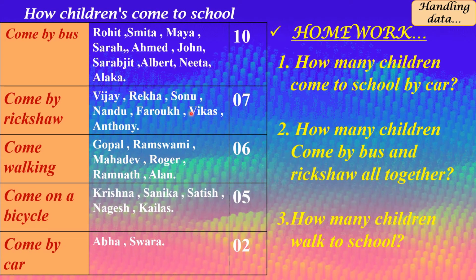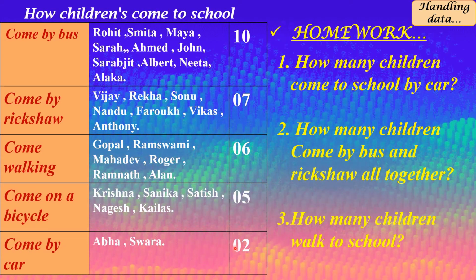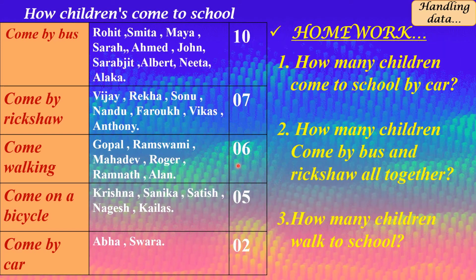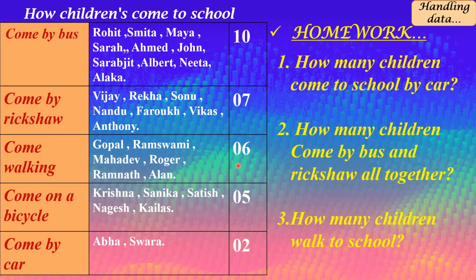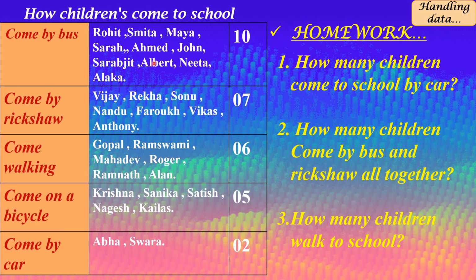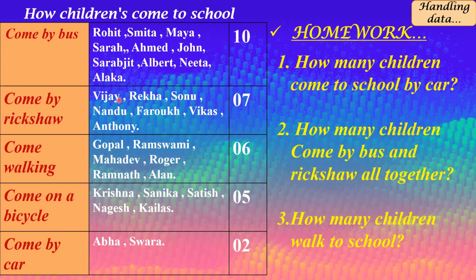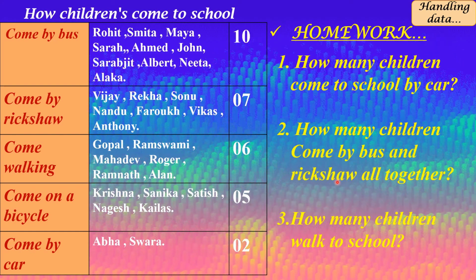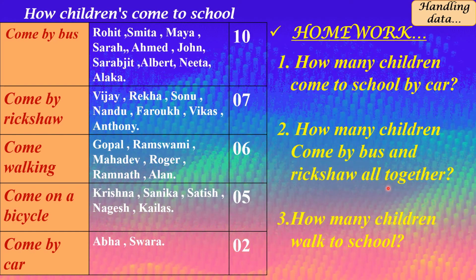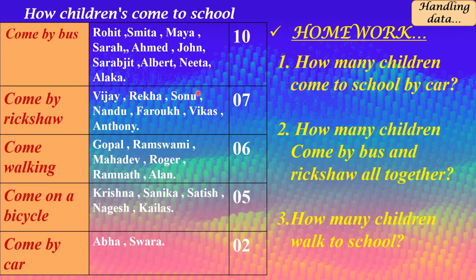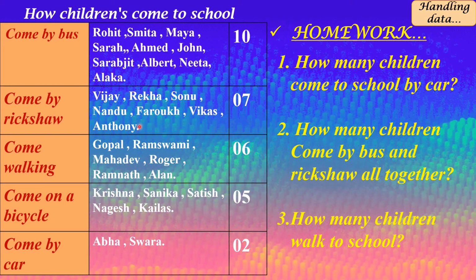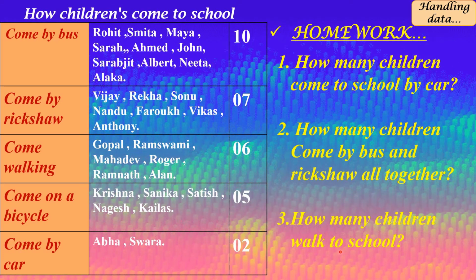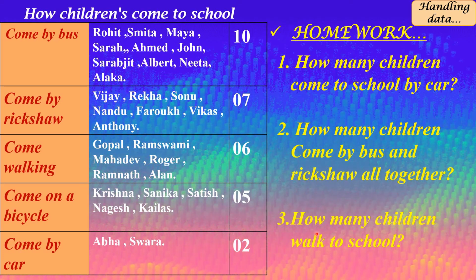Here the numbers were given. Car. So only two children come to school, Abha and Swara. Tally marks, again I am telling you student, you have to draw the vertical line. Okay. Second row that will come. Second column. How many children come by bus and rickshaw all together? You have to count the children who come by bus and rickshaw. Then how many children walk to school? Means they come by walking to school.